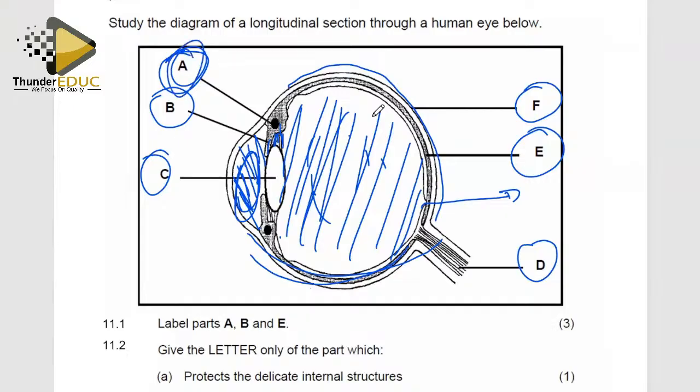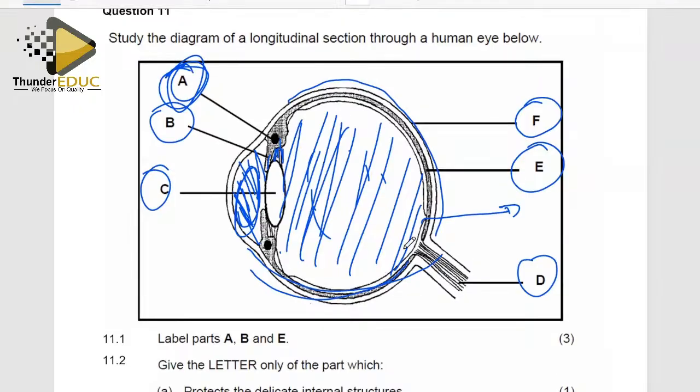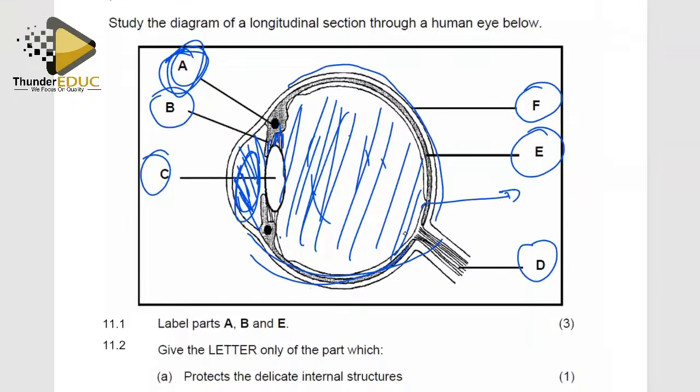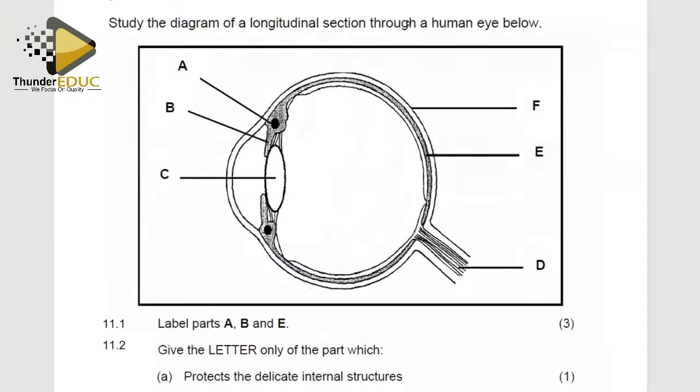What is A? Ciliary muscles. B? B is the iris. Suspensory ligaments. It's not pointing at the iris. The suspensory ligaments are this.